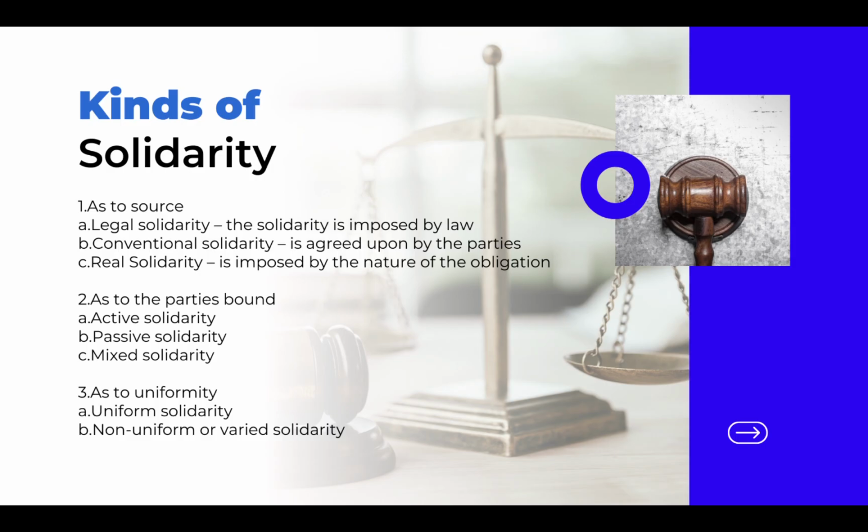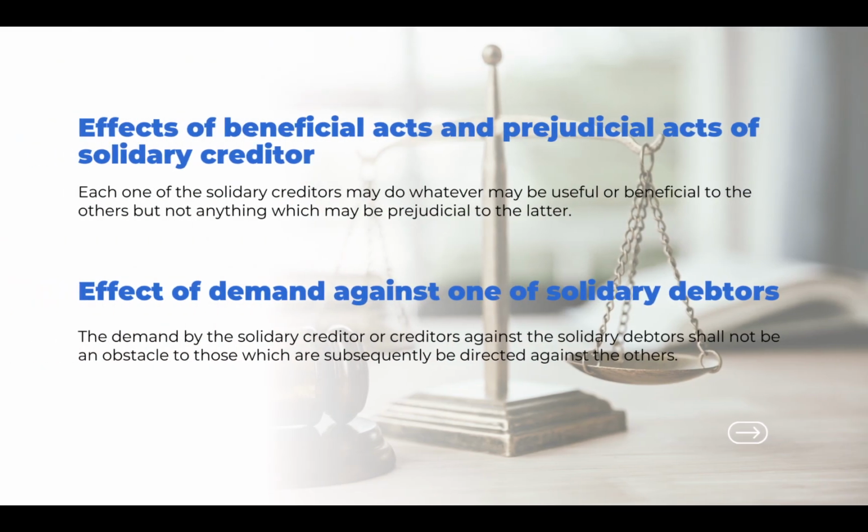Okay. As to parties bound: active solidarity, passive solidarity, mixed solidarity. Pag sinabi nyong active, yan yung creditor. Pag sinabi nyong passive, debtor. Passive, creditor solidarity. Pag active, yan yung creditor solidarity. Mixed, hati, or same. As to uniformity, uniform solidarity. And B, non-uniform or varied solidarity.